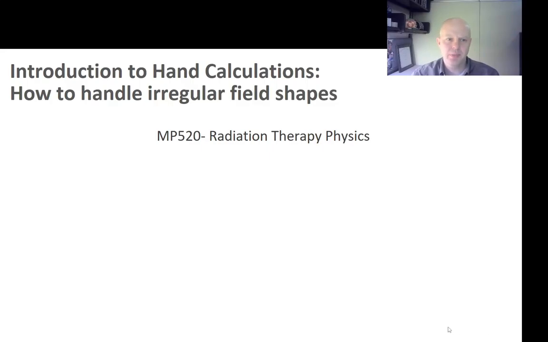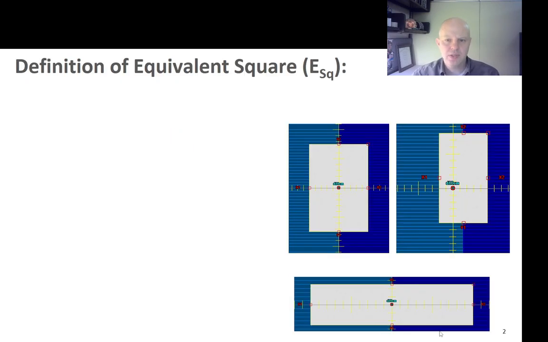In this video we're going to talk about how to handle irregular field shapes when doing a hand calculation. So first, let's talk about what an equivalent square is. Not all fields are going to be square. In fact, very few of them are.